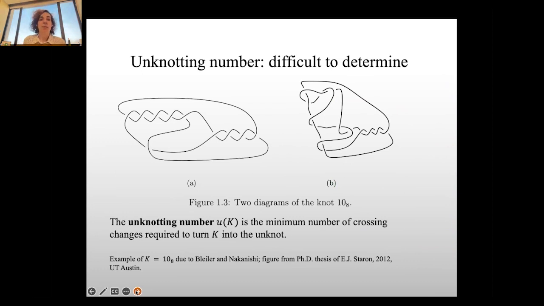When you have an unknotting operation, then you can ask about the unknotting number relative to that unknotting operation. Usually when people talk about unknotting number, they're talking about crossing changes. And unknotting number is difficult to determine. It's easy to define and very intuitive, but it's difficult to determine.